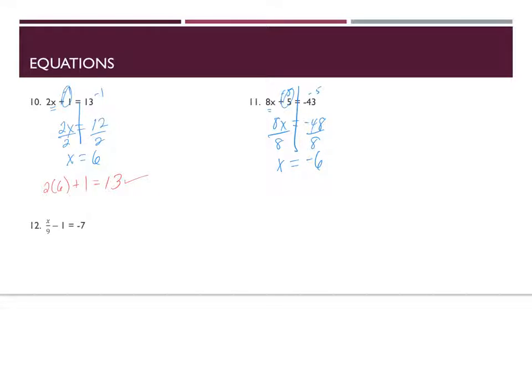To check, 8 times -6 plus 5. Again, the easiest thing is to type it into your calculator, and your answer should be -43.